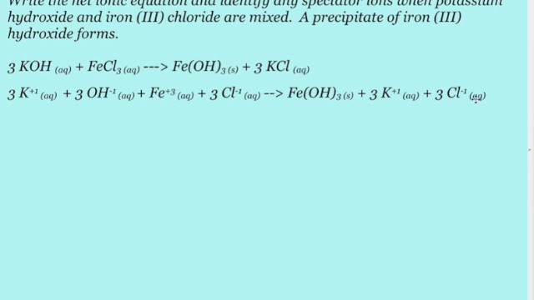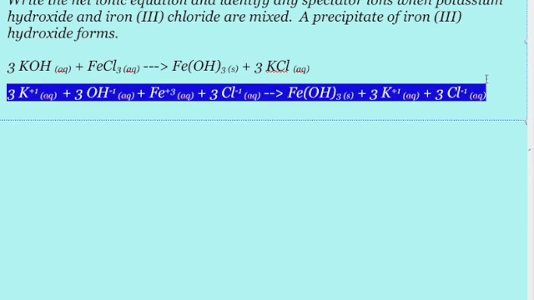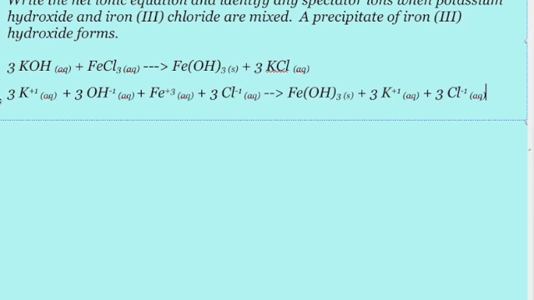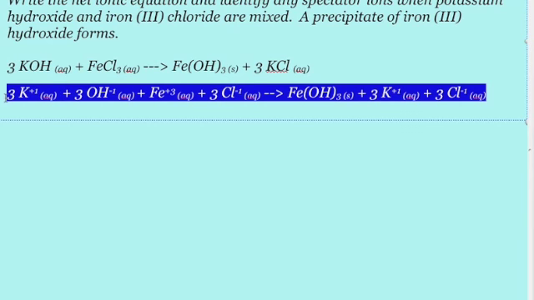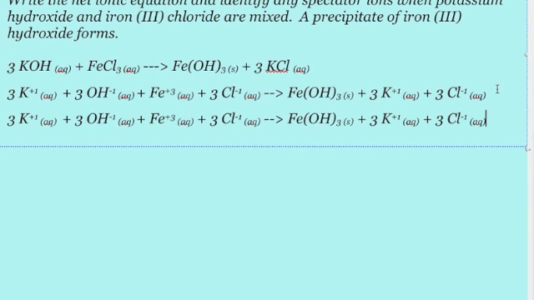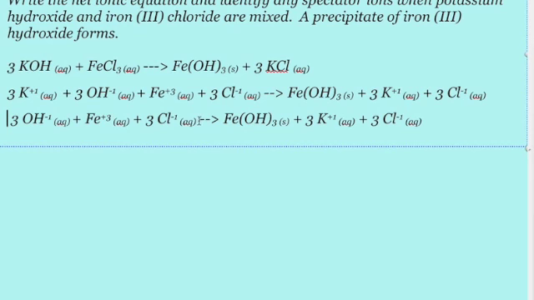So what you would do is the ones that are exactly the same, you would get rid of. So on this side, there's 3 K plus 1s, and there's 3 K plus 1s. So you would cross those out. For some reason, my pen's not working, so I can't do it. But cross out the Ks. And then if you look here, we have 3 Cl minuses and 3 Cl minuses. So those are exactly the same, so cross those out.